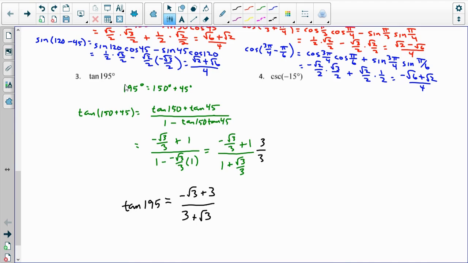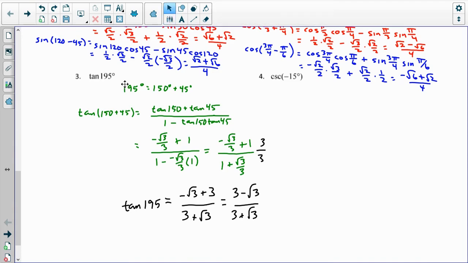Now 195 is in the third quadrant, so this should be a positive answer. Notice that 3 is bigger than negative root 3. And therefore, I could rewrite this as 3 minus root 3 over 3 plus root 3, and that might help us think about it. But that ends up being a positive answer because the numerator is going to be positive and the denominator is going to be positive.